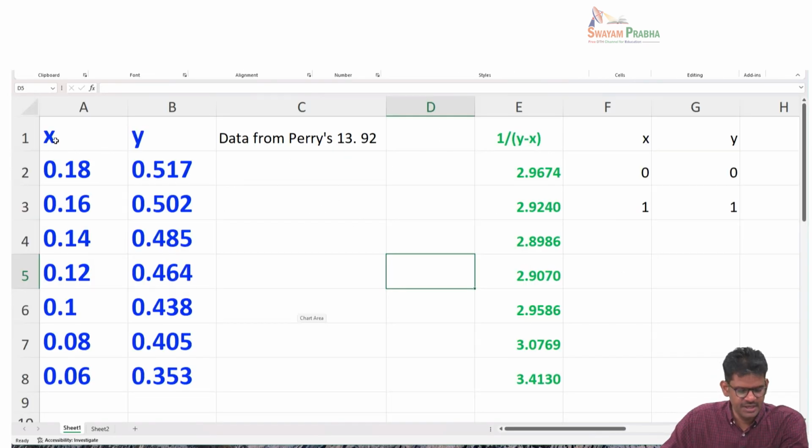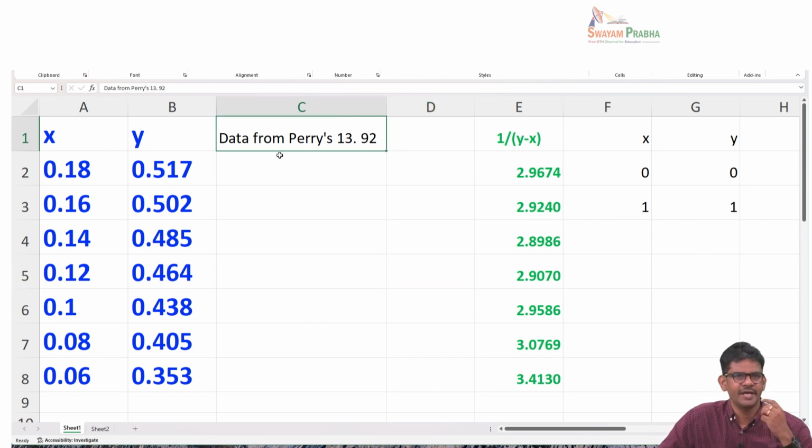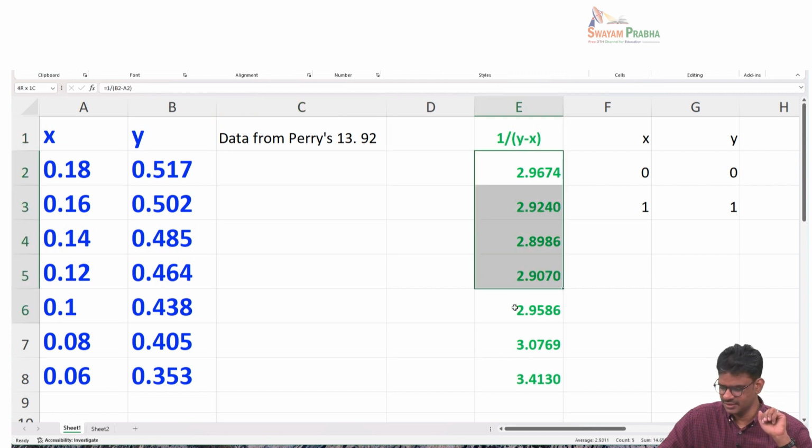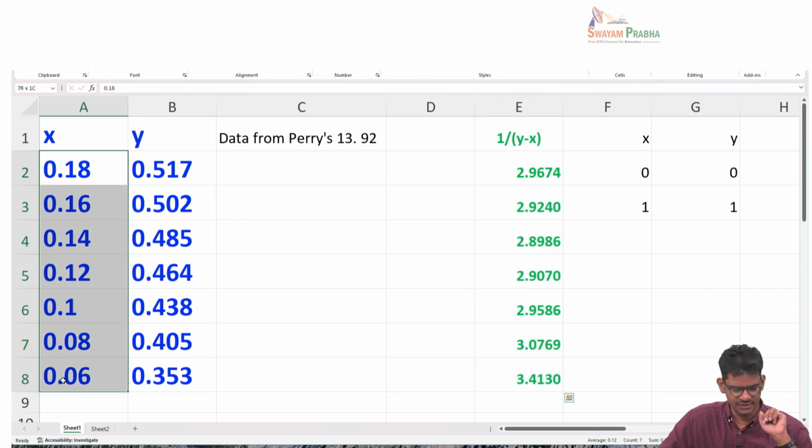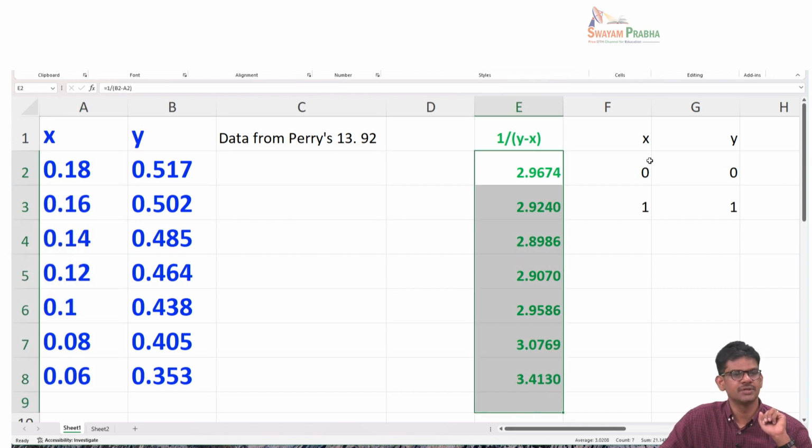So let me also show you the data. If you see, I am taking x values from 0.18 to 0.06 because this is the range of integration that I am interested in. So I am not really interested in data outside this range. So to minimize my effort, I am taking only the x values in this range, and these are the corresponding y values. And this data you can get from Perry's handbook or any other data book. So we know x versus y, and then I can calculate 1 over (y minus x), and then I can plot x versus this function.